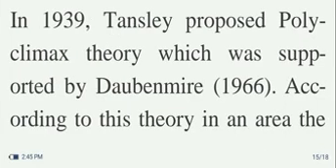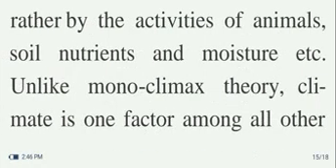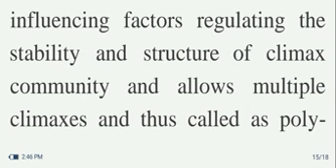Then polyclimax theory. In 1939, Tansley proposed a polyclimax theory which was supported by Daubenmire in 1966. According to this theory, in an area, the climax of a community may have varied types of vegetation, and these are called climaxes. These climaxes are influenced not only by the climate, but also by the activities of animals, soil nutrients and moisture, etc. Unlike the monoclimax theory, climate is one factor among all other influencing factors regulating the stability and structure of the climax community, and it allows multiple climaxes, and thus is called polyclimax theory.